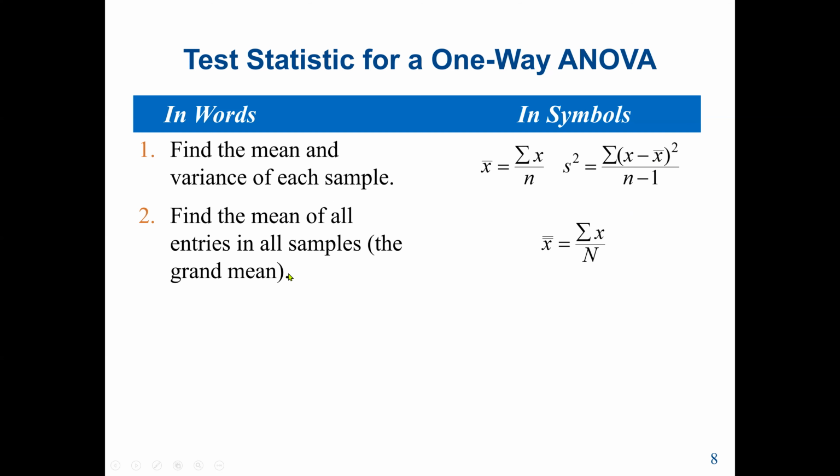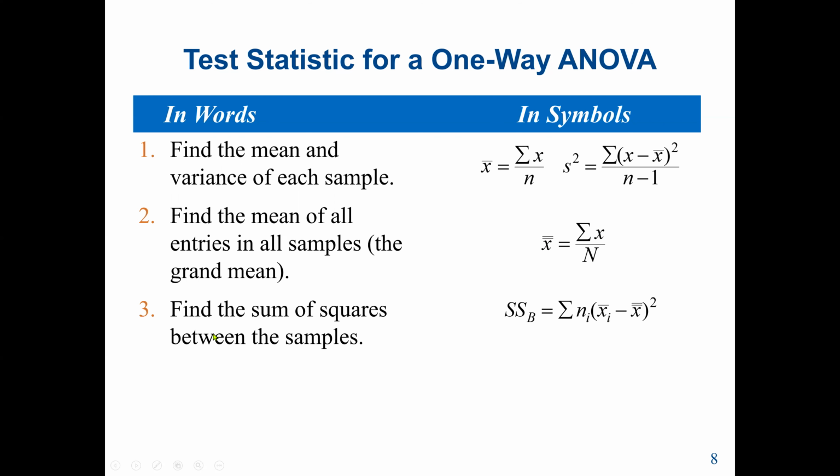Then find the mean of all the entries in all samples, and that's the grand mean. I got the mean for each sample; if I have 3 samples, I find the mean for each one. The next step, I find the mean of all the sample means. So we have x double bar, which will be the sum of all the values divided by N.